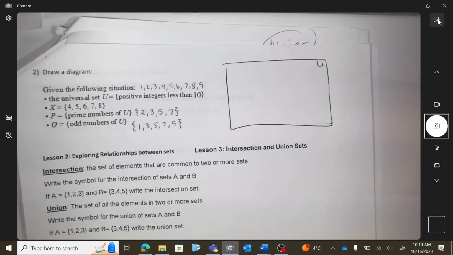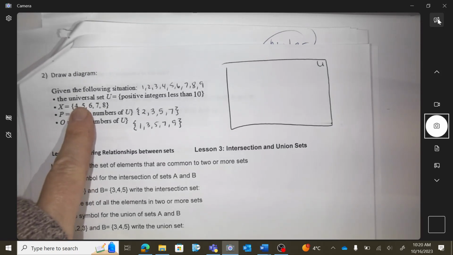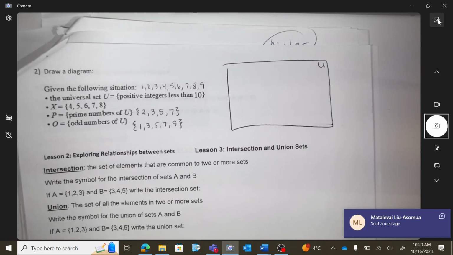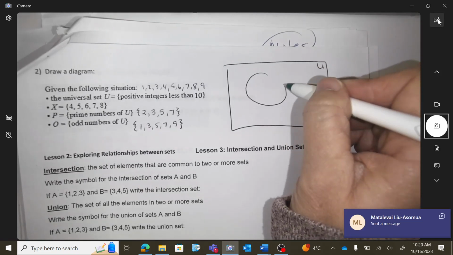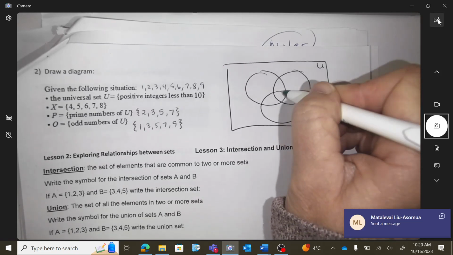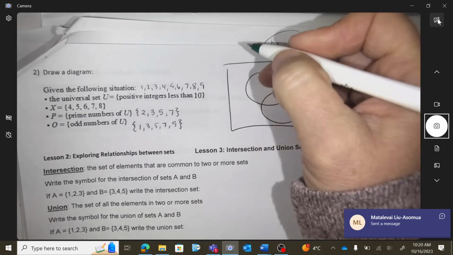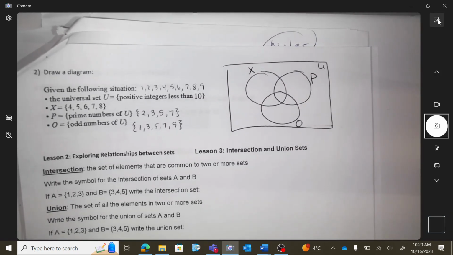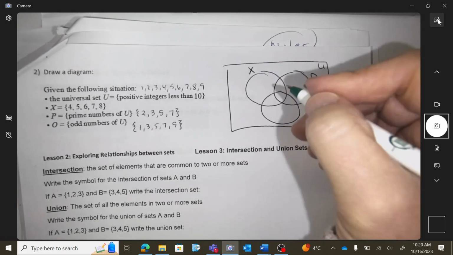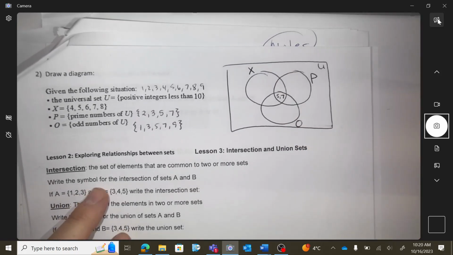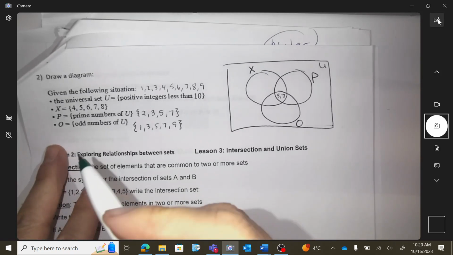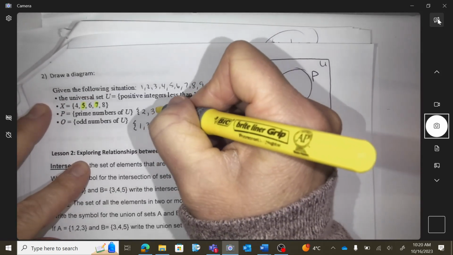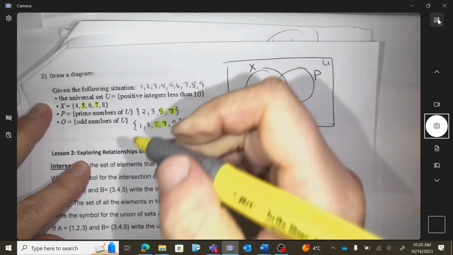Okay, is there anything falling under all 3 of them? 5 and 7. 5 and 7 belong to all 3 of them. Okay, so I'm going to overlap all 3 of them. So let's call this one X, this one P, and this one O. So we're going to put 5 and 7 in the overlap of all 3. Okay, you know what I'm going to do? I'm going to highlight them to know that I'm done with them.